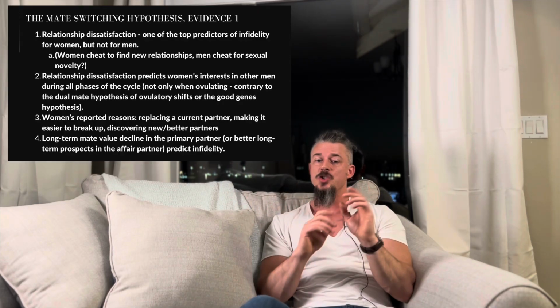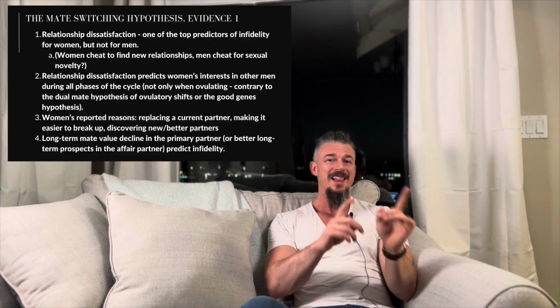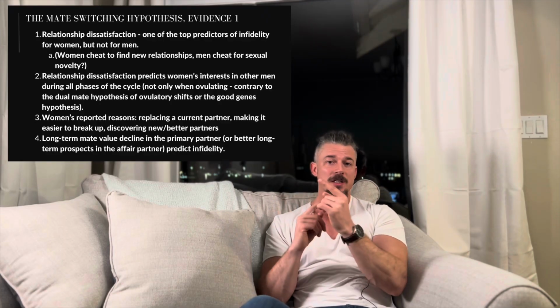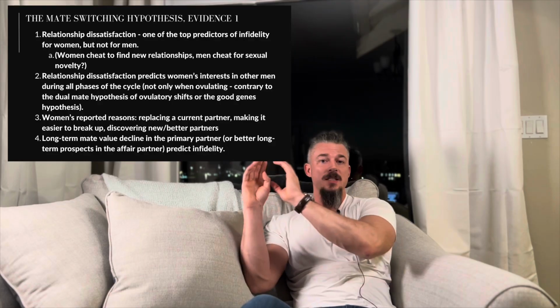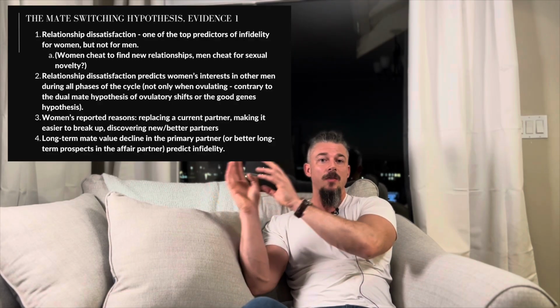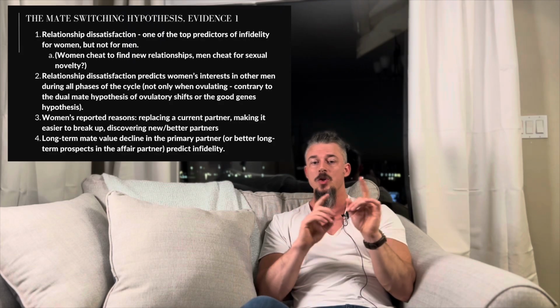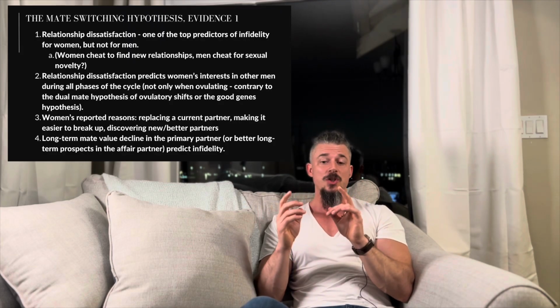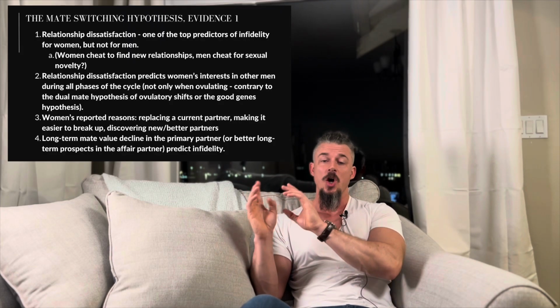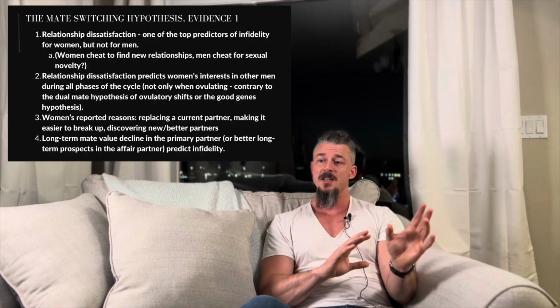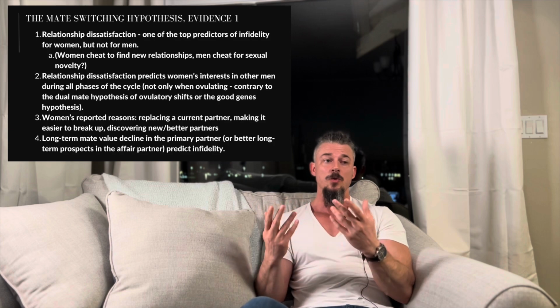What happens when relationship satisfaction is high? When they like the person they're with. It's the opposite effect, okay? Women suppress extra pair desire. They have more attraction for their own partner when they're ovulating, okay? So relationship dissatisfaction predicts women's interest in other men during all phases. Woman is dissatisfied, she wants to leave, okay? This is not something you would expect in the dual mate hypothesis.